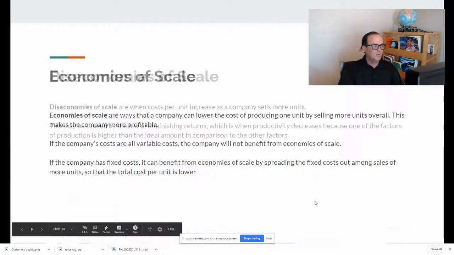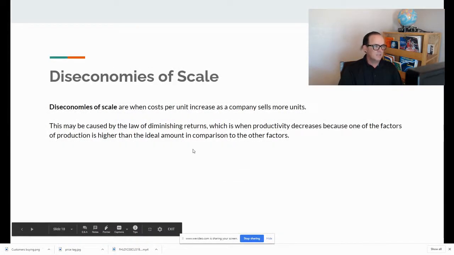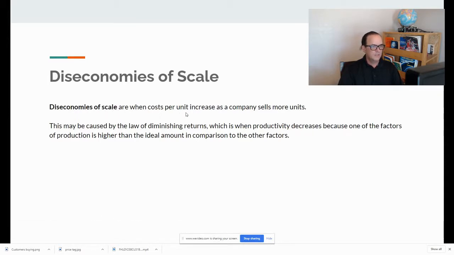And then eventually, which is the last slide here, is diseconomies of scale. And that's when cost per unit increases as the company sells more units. And the example I just gave you is kind of what that is. So let's just read this part. This may be caused by the law of diminishing returns, which is when productivity decreases because one of the factors of production is higher than the ideal amount in comparison to other factors.